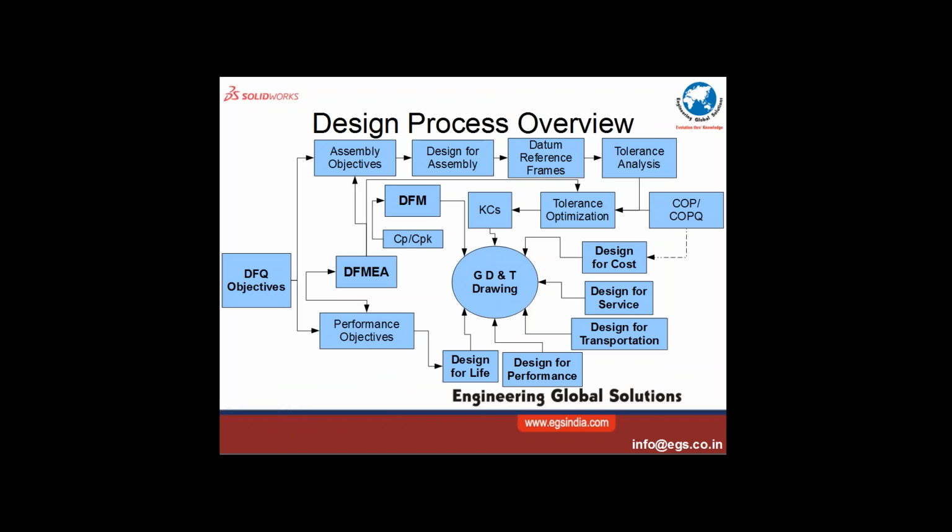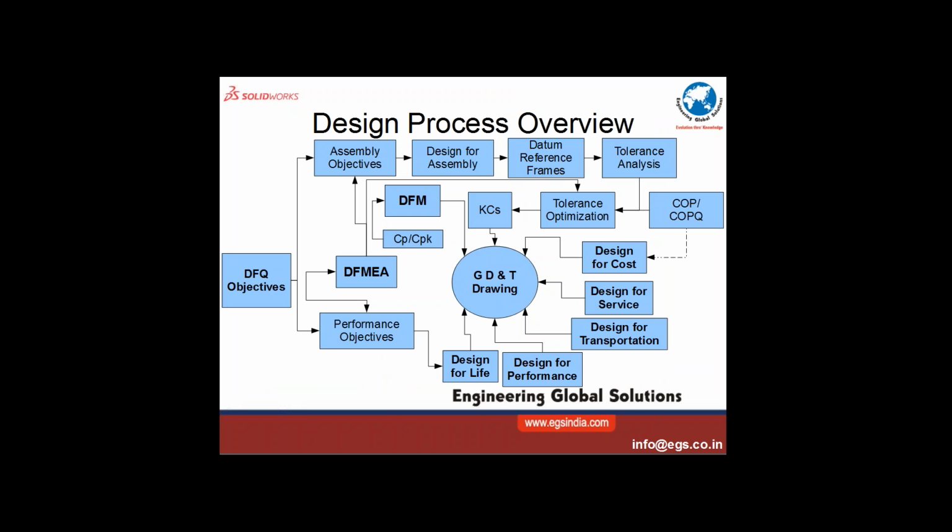First, let us look at the design process overview. Any product that we design is driven by quality objectives. These quality objectives have to be measurable objectives. They can be classified under 2 segments, namely the assembly objectives and the performance objectives. Performance objectives drive the design for life and the performance of the product that we are designing.